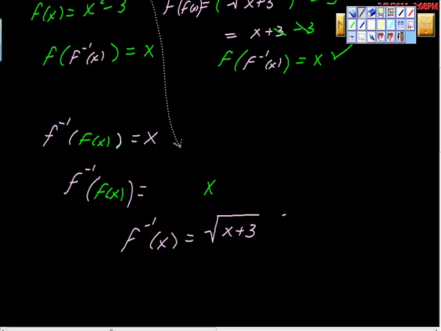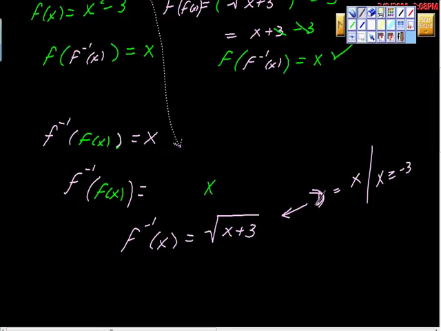Now remember what I was talking about earlier, there's this domain issue here. The domain is x such that x is greater than or equal to negative 3. If x is less than negative 3, let's say x is negative 4, then negative 4 plus 3 is negative 1. The square root of negative 1 is not a real number. So we do have this domain issue here.